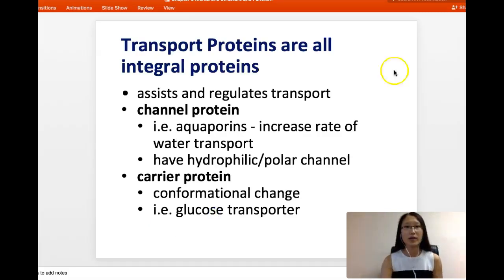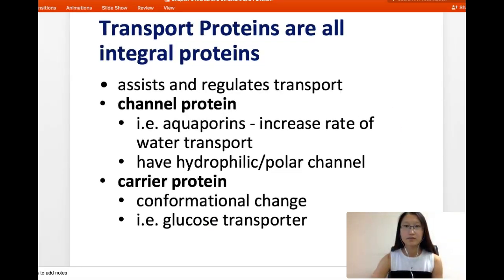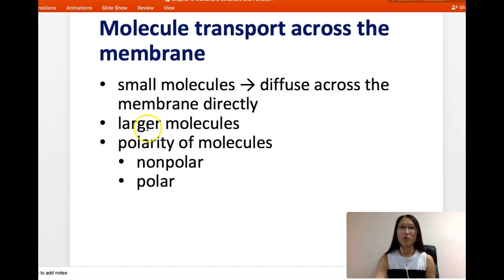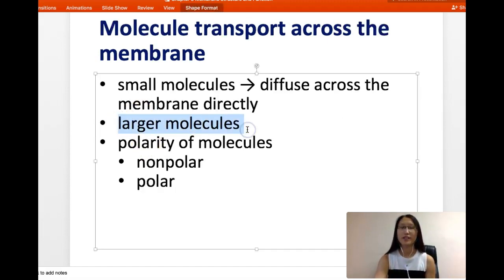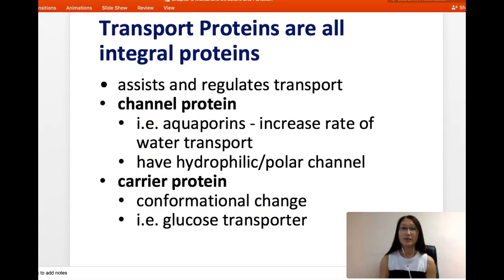All right, this next one is called transport proteins. When we said on the last slide that if you have a really large molecule, it's not going to be able to go through the cell membrane on its own, or if you have a polar molecule, it's not going to be able to go through the cell membrane very easily, then you'll have something called a transport protein.